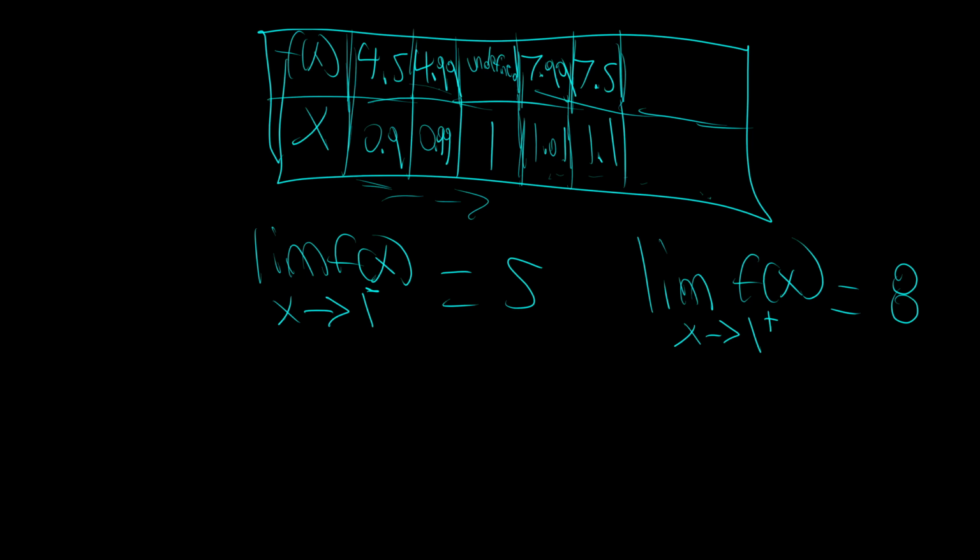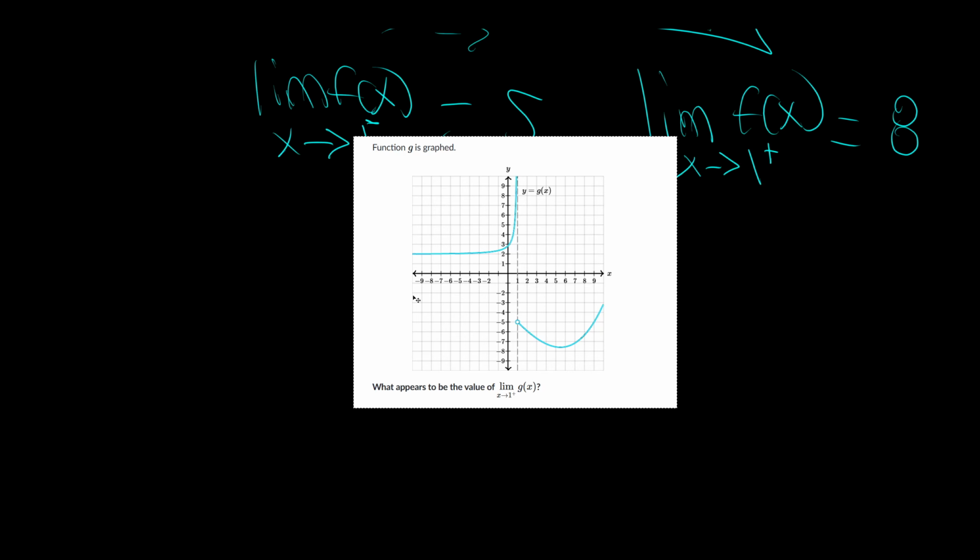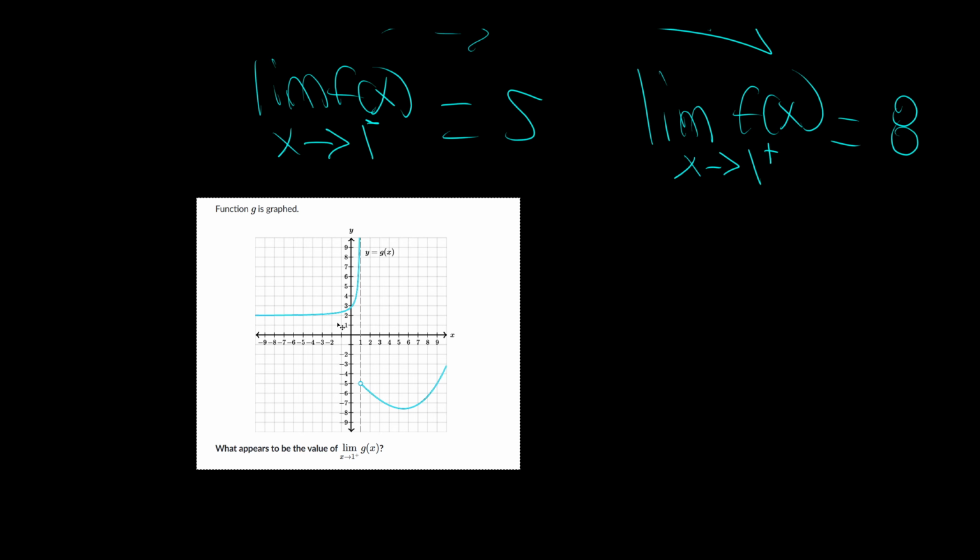Okay, let's do some practice problems. Function g is graphed. What appears to be the limit of g of x as x approaches 1 from the positive side? First, the positive side is this side. We can see here there's an infinite discontinuity as it approaches from the negative side. But here it's approaching a finite value, -5, so that's our answer. Then here we've got 3 practice problems.